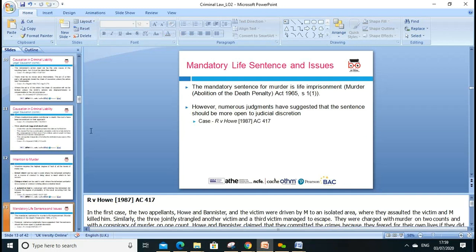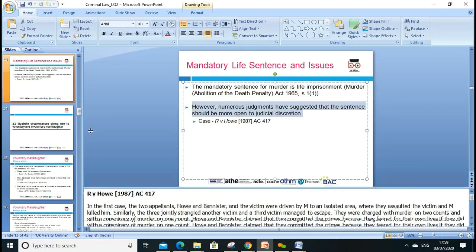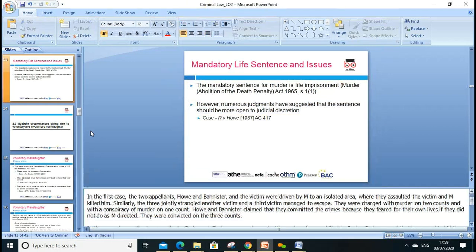The mandatory sentence for murder is life imprisonment. How long is life imprisonment? Do we know? 14 years, approximately, because it varies from country to country and with how serious the offense is. We need to look at the age and various other factors, because the judge looks at, like in this first case, the two applicants, Bannister and another, and the victim were driven to an isolated area where they assaulted the victim and killed him.